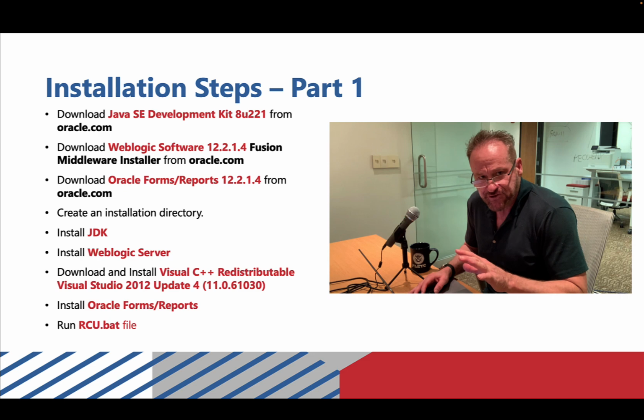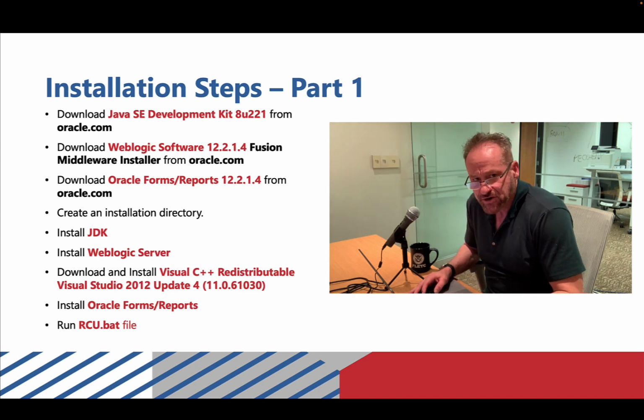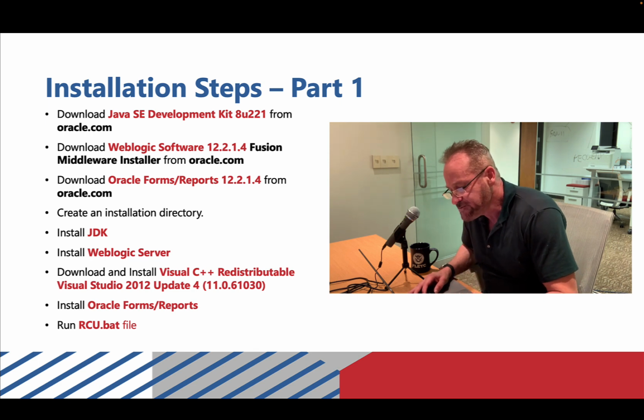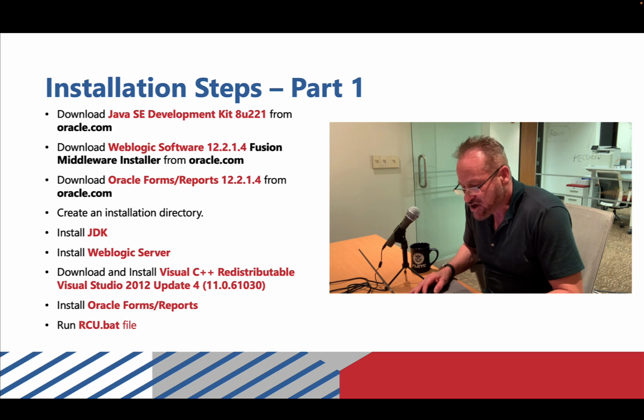A high-level overview of this installation process: the first thing we need to do is download the Java SE Development Kit. The version we're using is 8u221. This is a fairly old version of the JDK, but it's the one that we know works with WebLogic software and Oracle Forms. Then we're going to download the WebLogic software.